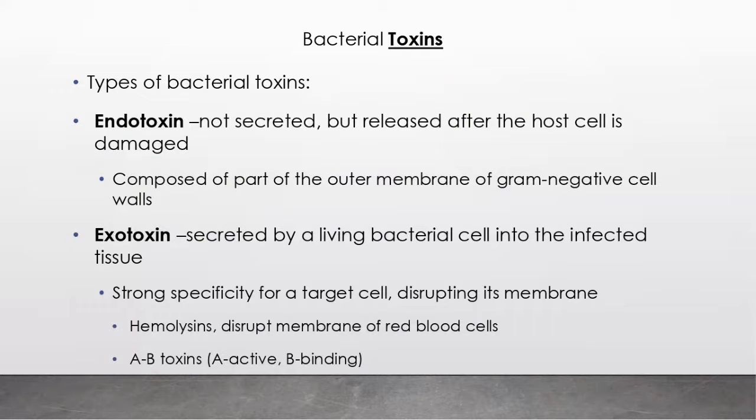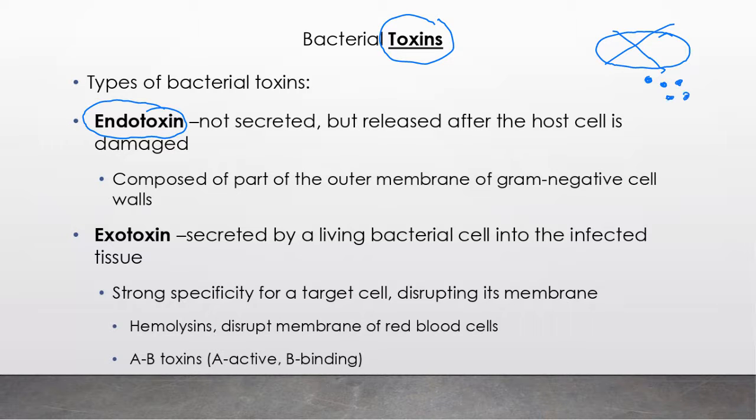Okay, there are two types of bacterial toxin. The first one is called the endotoxin. Endotoxin is produced by bacteria that are destroyed. For example, a white blood cell destroys this bacteria. Boom. When this bacteria is destroyed, they will release the endotoxin. So basically, endotoxin is produced by dead bacteria.